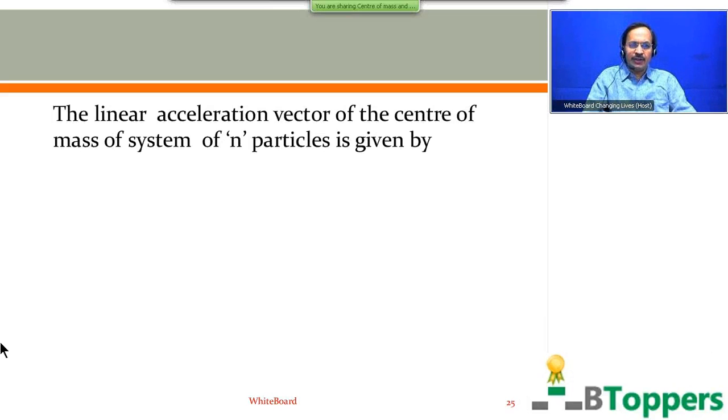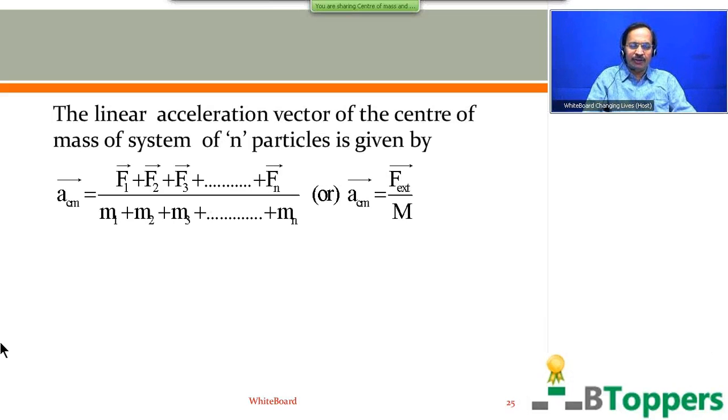So the linear acceleration vector of center of mass of a system of n particles is given by ACM bar equal to F1 bar plus F2 bar plus F3 bar up to Fn bar divided by M1 plus M2 plus M3 up to Mn. As I discussed previously, F1 bar is the resultant of all the forces acting on M1. F2 bar is the resultant of all the forces acting on M2. F3 bar is the resultant of all the forces acting on the third particle of mass M3. Fn bar is the resultant of all the forces acting on the nth particle of mass Mn.